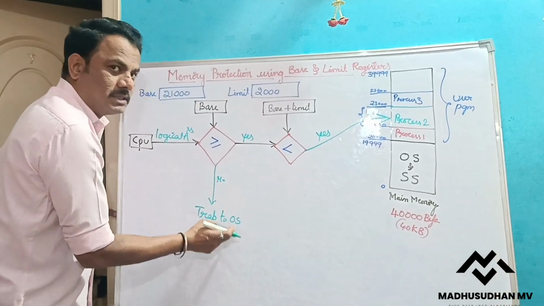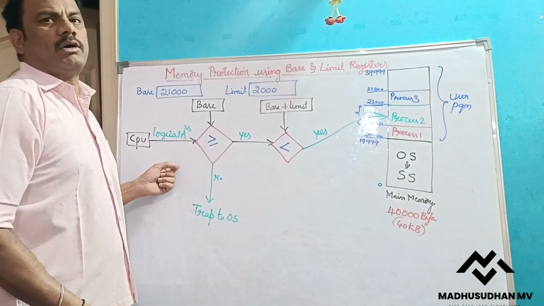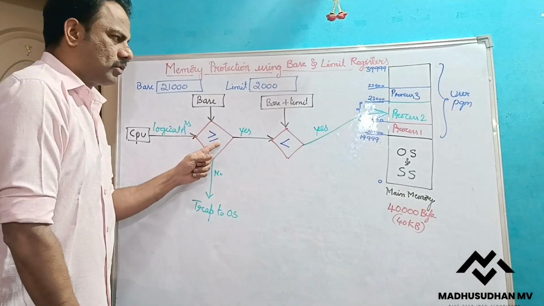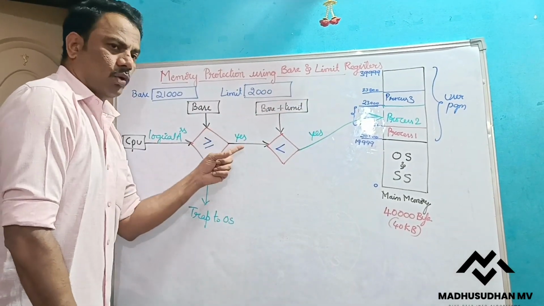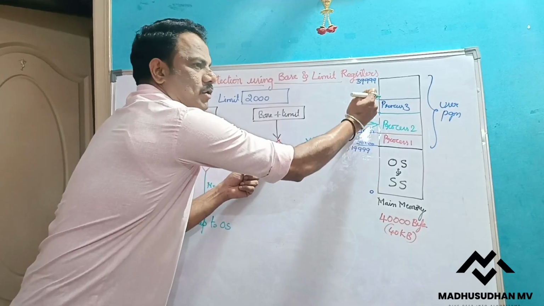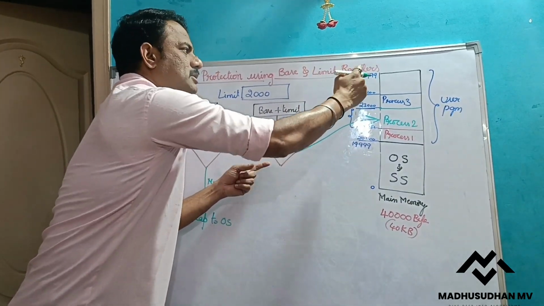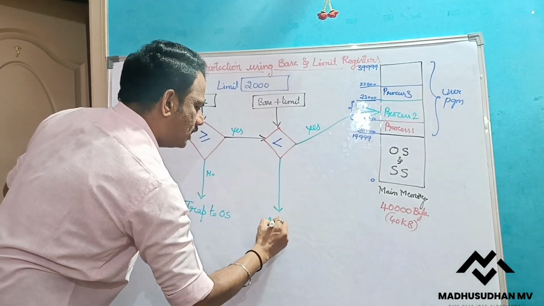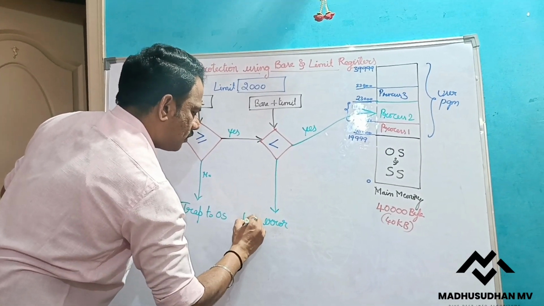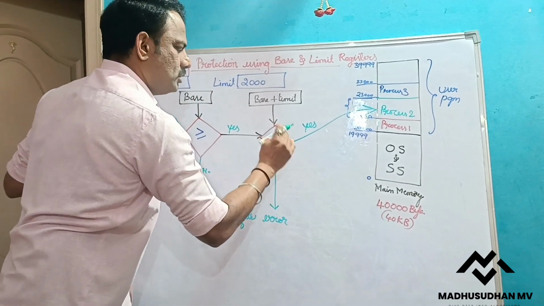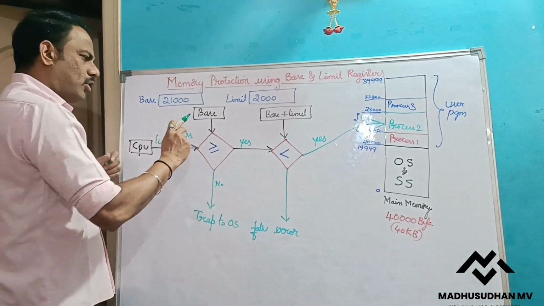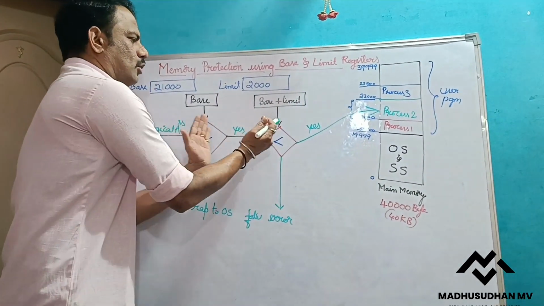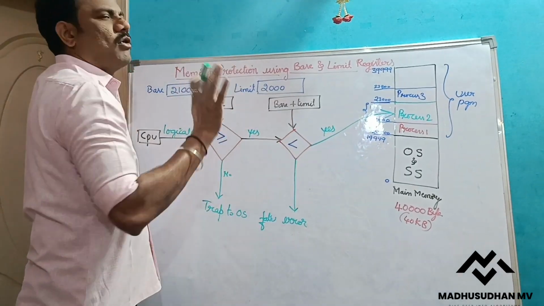We generate a software interrupt to the operating system indicating that this process is trying to access somebody else's code or data. Suppose the address is greater than 21,000, which is true, but it is not lesser than 23,000. That means it is accessing outside its region, so we should not allow it, and we send a fatal error. Only if both conditions are true, greater than the base and lesser than base plus limit, do I allow access to the main memory. Otherwise I do not allow it.